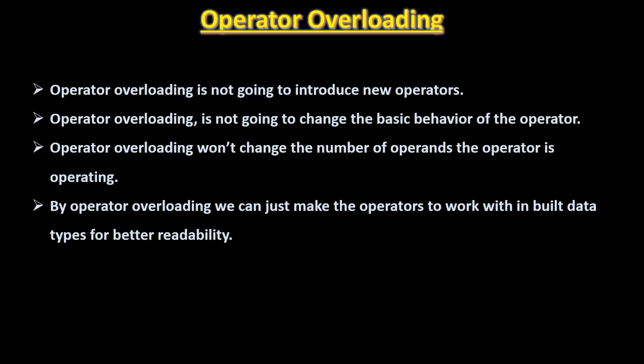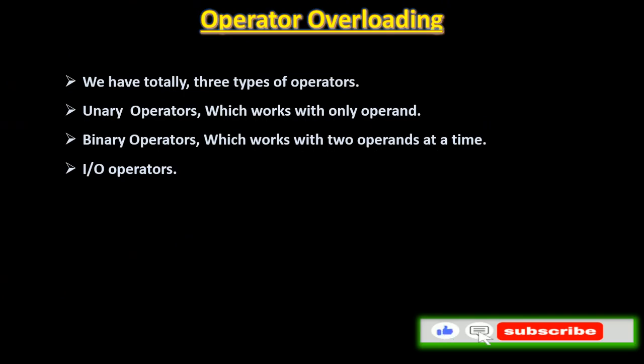Then how many types of operators can we overload? We have three types of operators. First, unary operators, which work with only one operand, for example plus plus, minus minus, not. These are all examples of unary operators. Second, binary operators, which work with two operands at a time, like a plus b, a minus c, a by b, a into b, and the equals to operator.